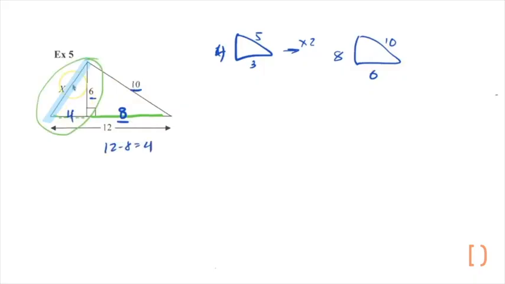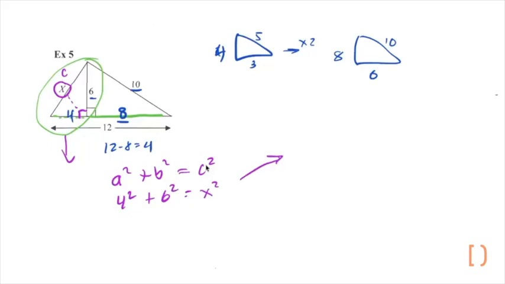That is not a special triangle. All we have to do is Pythagorean theorem. A squared plus b squared equals c squared. C has to be the hypotenuse. Here's my right angle. X is my c. So this is going to be 4 squared plus 6 squared equals x squared. 16 plus 36 equals x squared. Add those two, I get 52 equals x squared.